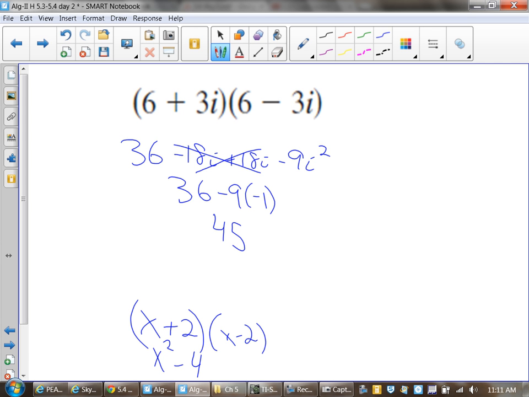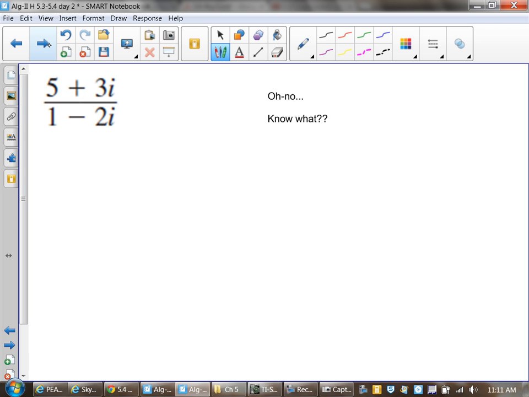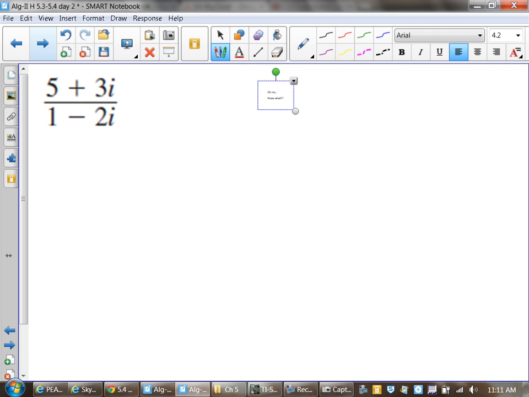Multiplying these out is a relatively easy process to do. You follow these same exact rules as you would for FOIL, but you just have to remember the i squareds. The only tricky thing of doing any of these works with division.